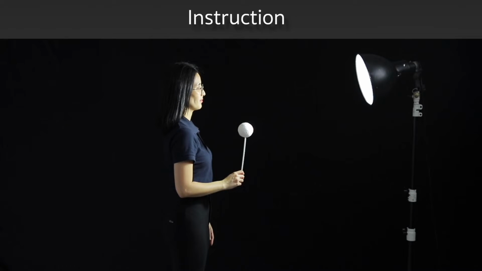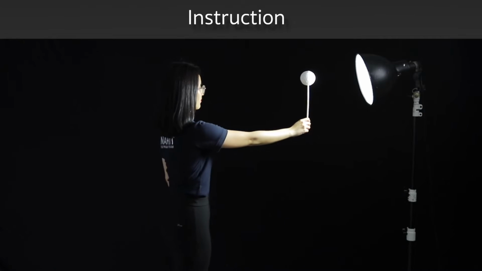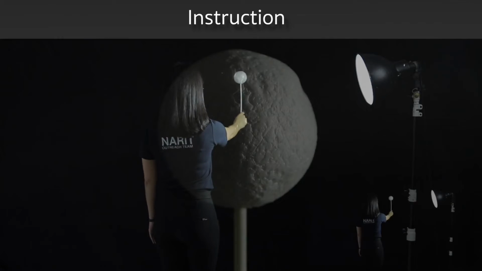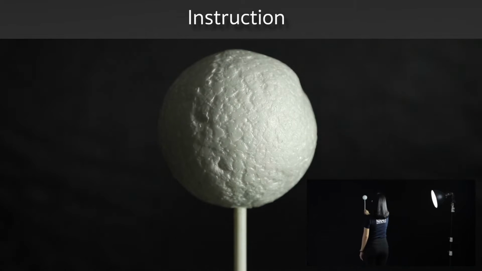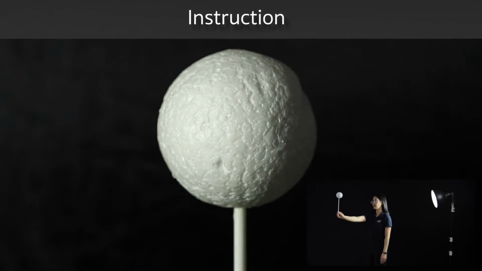Instruction 1. Hold the moon and stretch your arm. 2. Turn counterclockwise. 3. While doing so, observe the appearance of the moon that has sunlight.